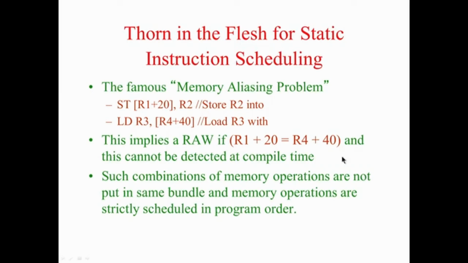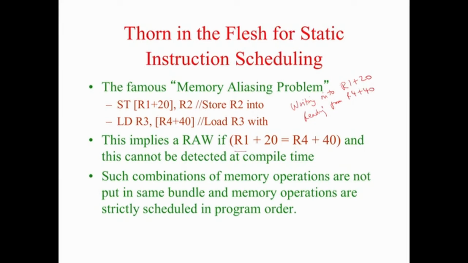Okay. Now what is happening here? Let us carefully look into this. Now I am trying to store the value of R2 onto the address R1 plus 20, and I am reading the value of R4 plus 40 and storing it in L3. So I am writing into R1 plus 20 and I am reading from R4 plus 40.